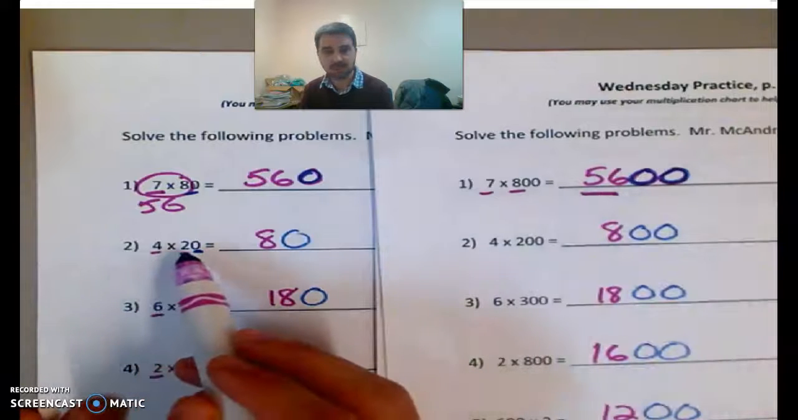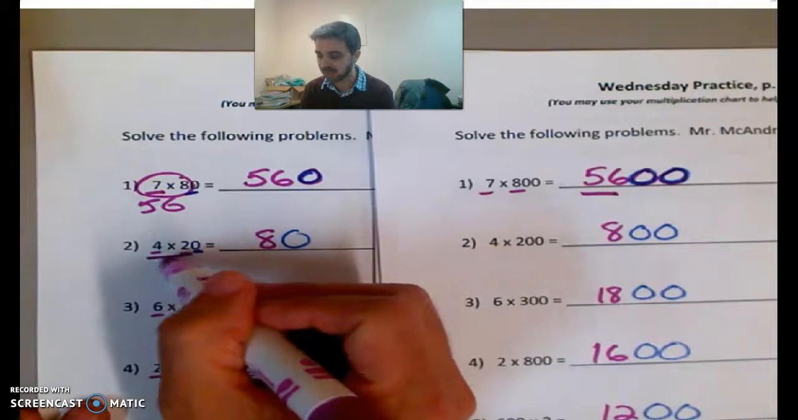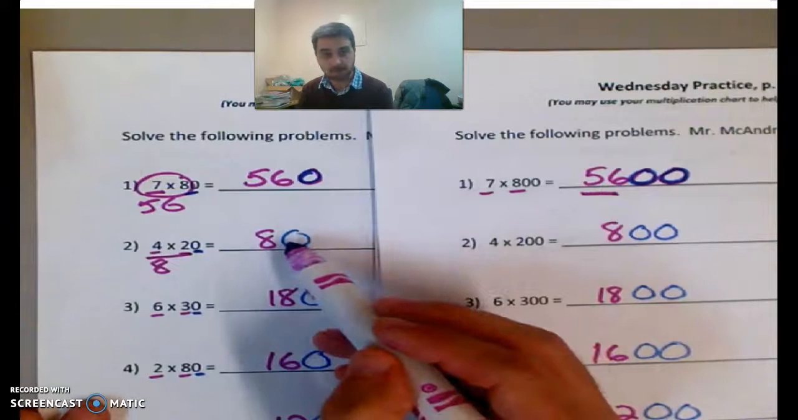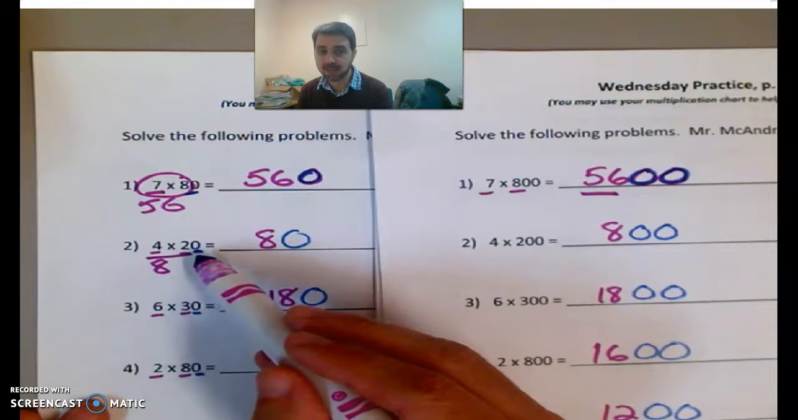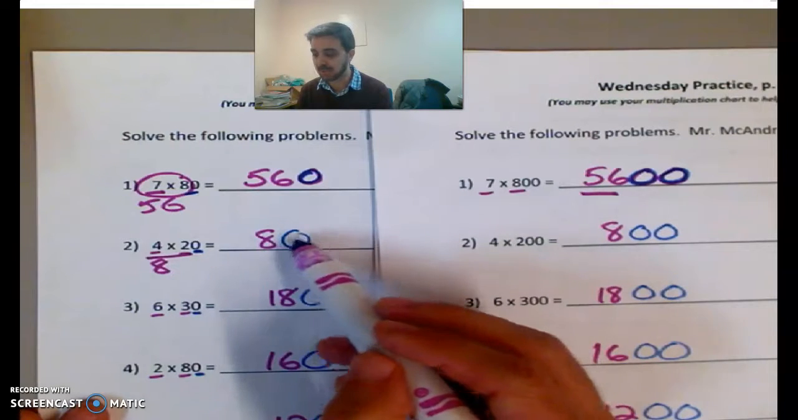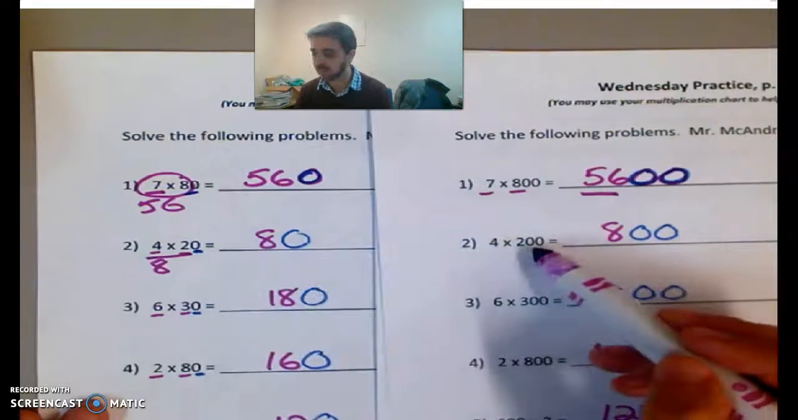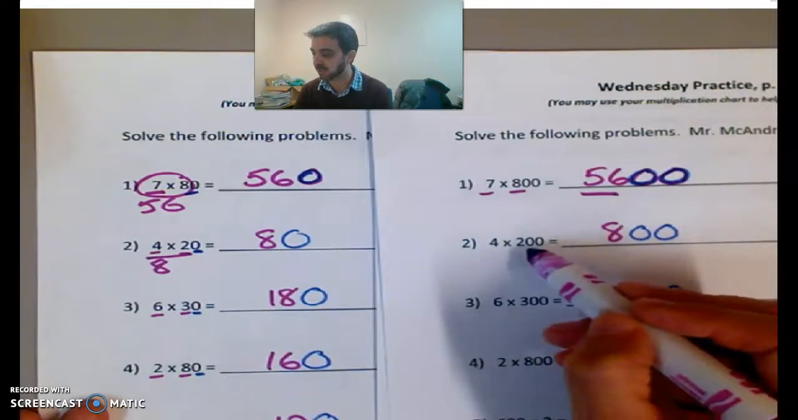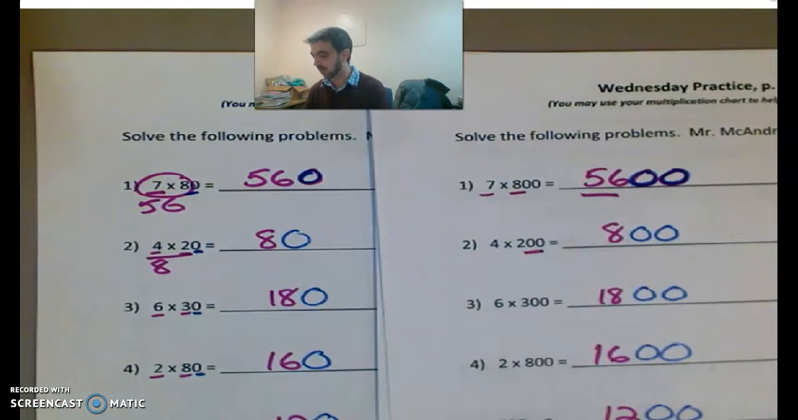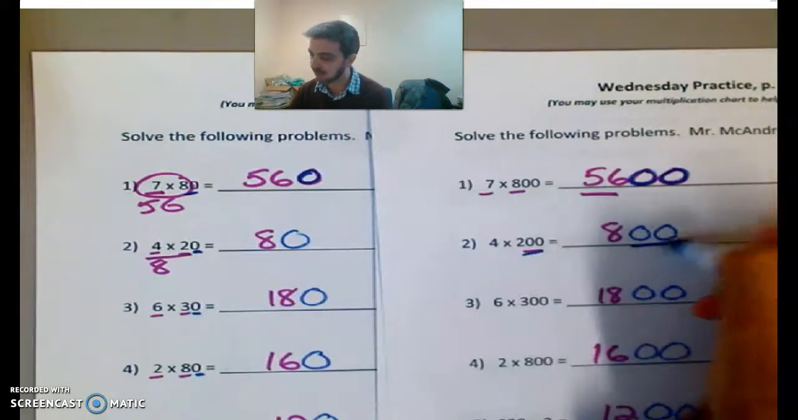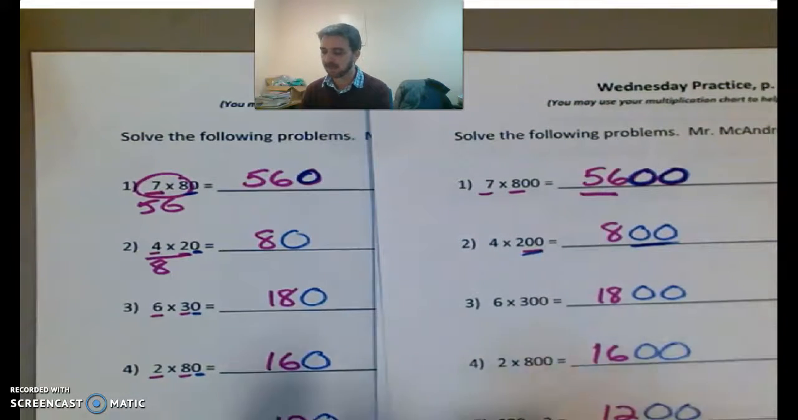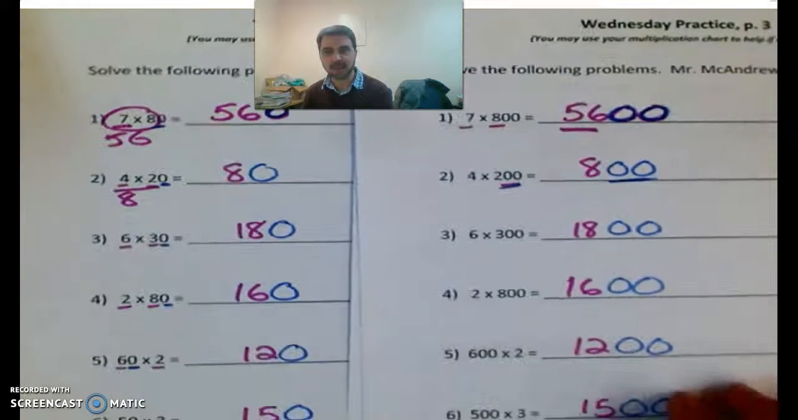Here we have 4 times 2 is 8, right? 4 times 2 is 8. But if it's 4 times 20, that's 2 tens, which means we have to add a 0, so it's 80. 4 times 200 is 800. So 2 zeros here, 2 zeros here. 4 times 2 is 8. And you can see that all the way down.